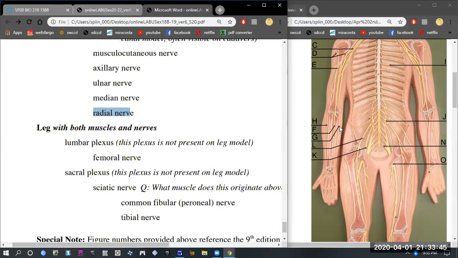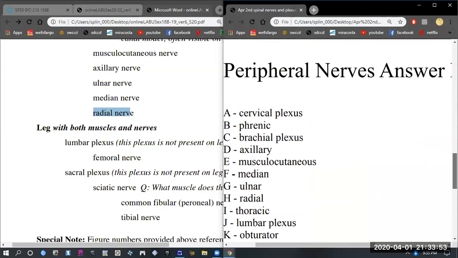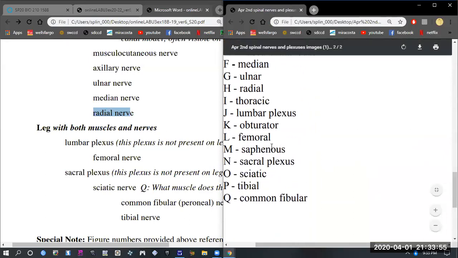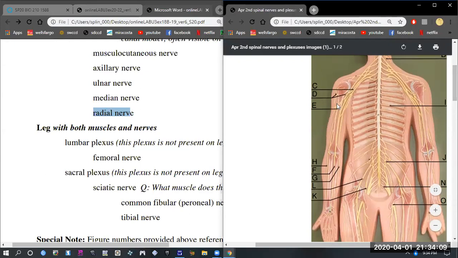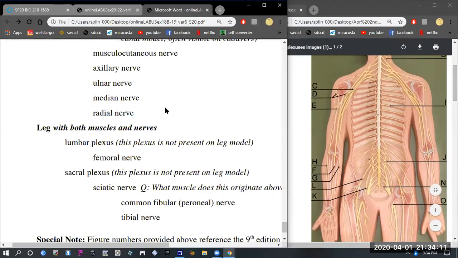So it looks like ulnar is G, median F, and radial's H, and you can scroll to the key. Right, so ulnar, the median, and the radial. Okay, if that's a little too hard to see there. So we have nerves coming down the arm, collectively making that brachial plexus.